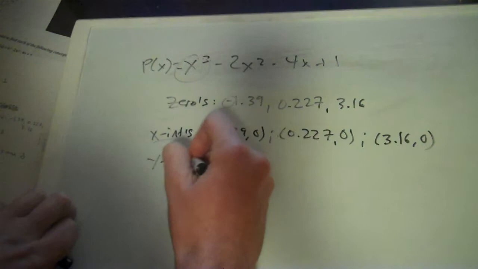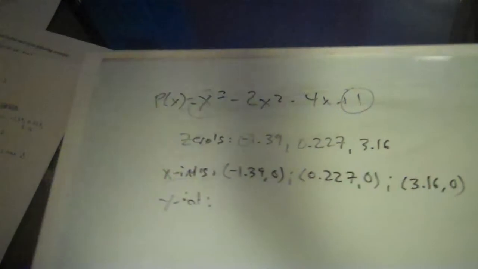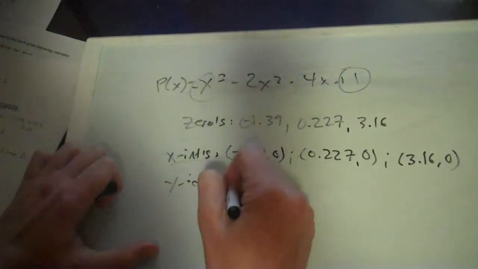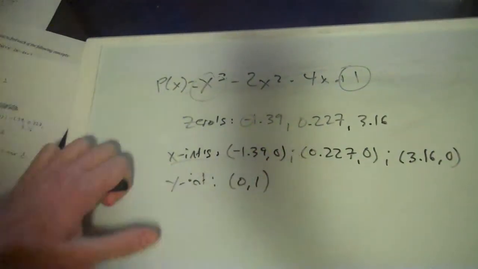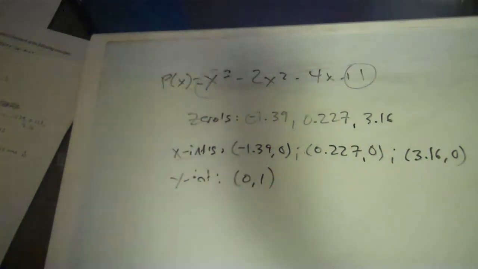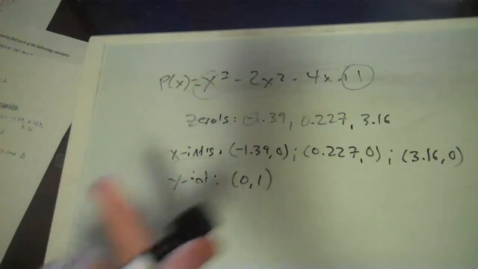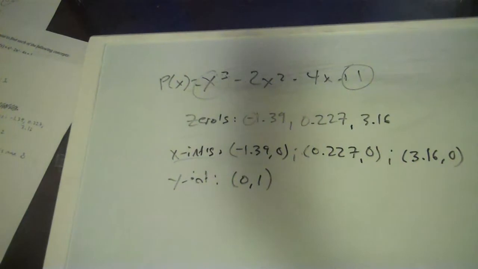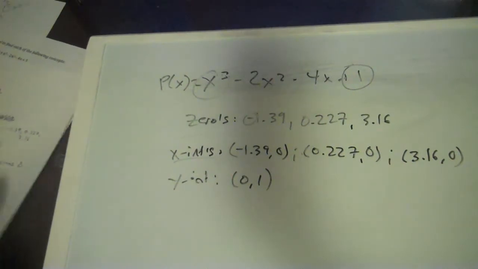And now for the y-intercept. The y-intercept can just be found right there. It's the only number in this polynomial that isn't paired with a variable, the constant. So this is just going to be (0, 1). So that's the y-intercept and the x-intercepts, and that's good on that.